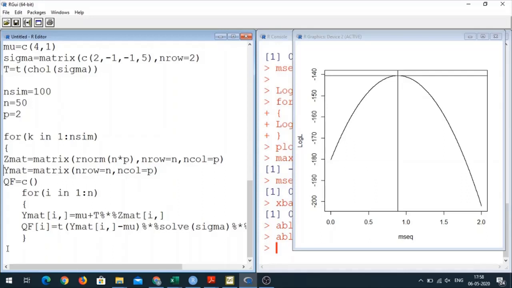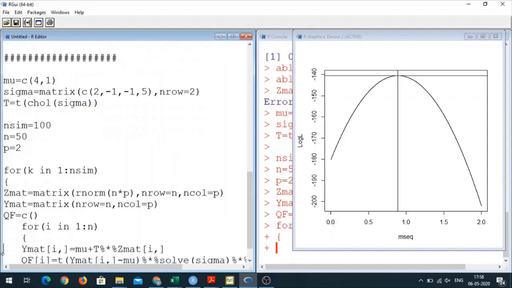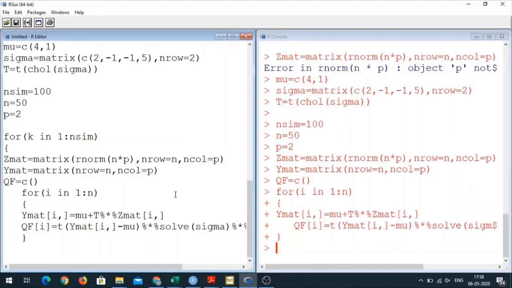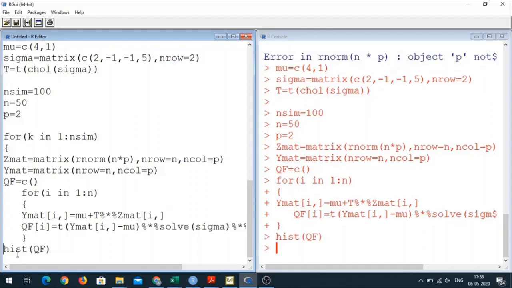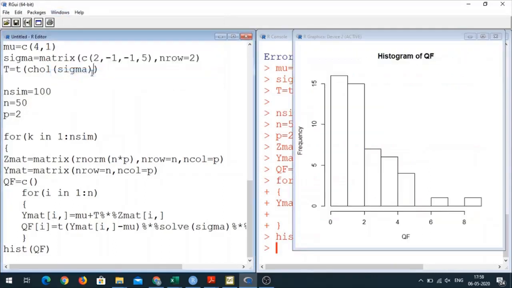Let me do it for one sample first. Suppose I have this Z. I need to run all these things first. Okay, so I have got QF. Just to show you whether it is actually like chi-square, let us draw a histogram. See, it looks similar to chi-square.